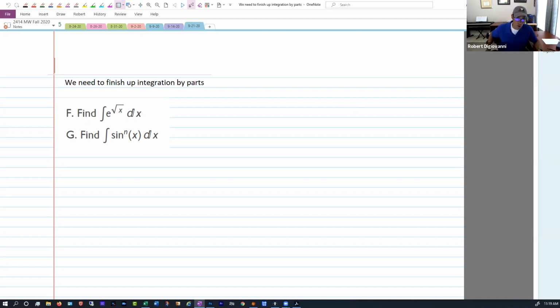Now, let me warn you, these 2 problems are the last 2 problems of this section on integration by parts. So they're not obvious, they're not easy. The first one here, e to the square root of x, what we're going to do to solve this one is going to be somewhat unnatural, okay? And the reason we're going to do it is because it's going to work.